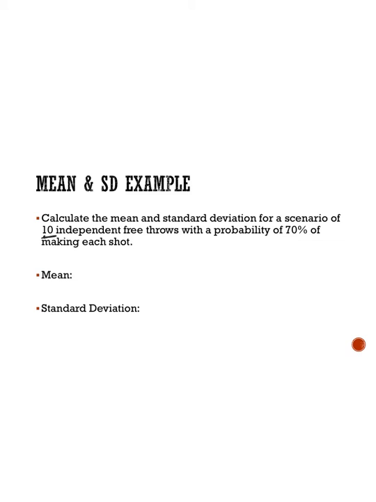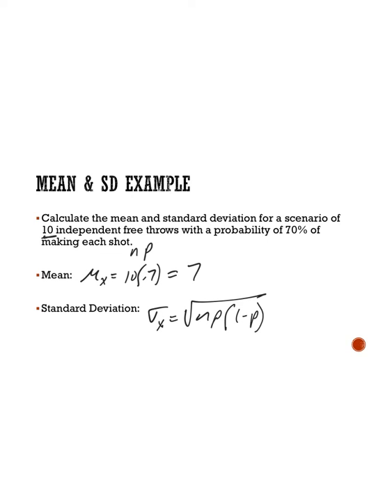So we've got 10 independent free throws. So mu of x is n times p. We've got 10, and then a probability of 70% of making a free throw. So we'd expect naturally to make 7 out of 10 free throws on average. Might be 5, might be 9, might be 10, might be 3, but on average we're going to make 7. The standard deviation is the square root of npq, or np times 1 minus p.